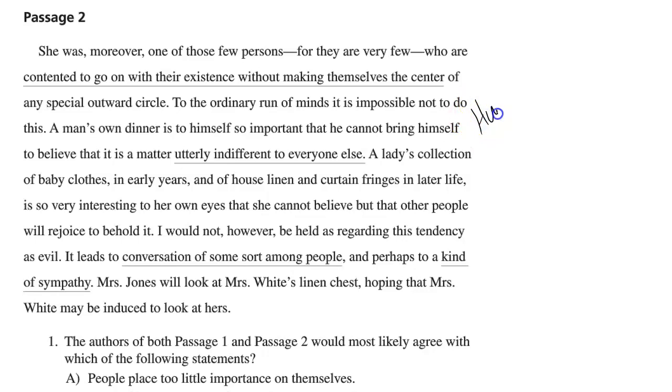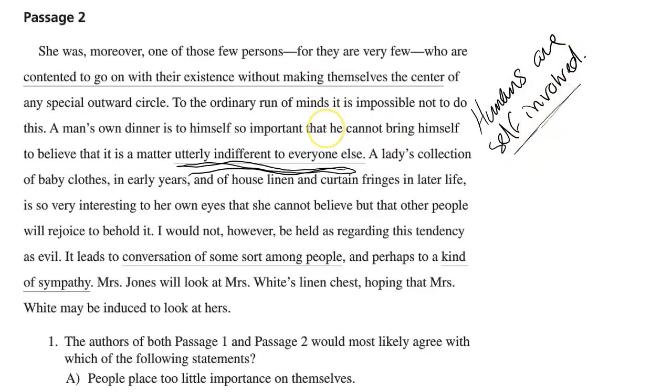Here we kind of see how humans are self-involved. And we see that with her actions, where it's describing contented to go on with their existence without making themselves the center of any special outward circle. And then here we see it with the man's dinner, so important that he cannot bring himself to believe it is a matter utterly indifferent, that people wouldn't care, that really this dinner is so important to him, and yet he would find that other people would care just as much as he does. And so that self-involved piece is surfacing in these two details.